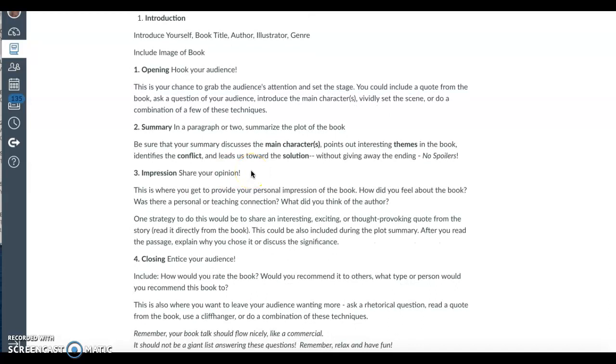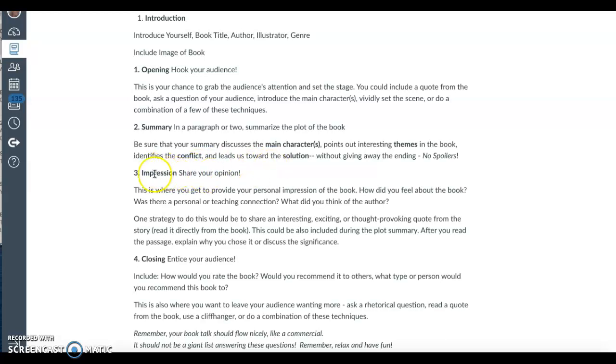It should be about a 2-paragraph summary on your poster. And then in your discussion, you just want to briefly make sure that you tell us about the main characters, some interesting themes of the book, the main conflict, and what might be leading towards the solution. But you don't want to give away any spoilers. So your poster should have a summary. You do not need to read that summary word for word, but you want to talk about some main talking points of the summary in your presentation.